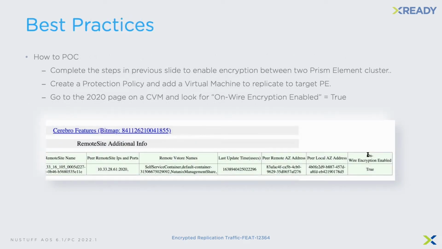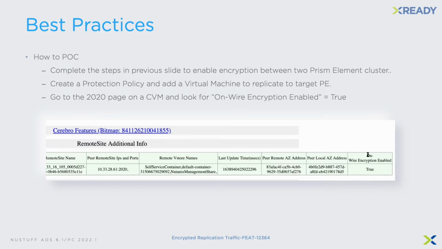As far as POCing the encryption feature, essentially what you'll do is complete the steps in the previous slides to enable encryption between a source and target Prism Element cluster. Then you'll create a protection policy with a schedule, and then add a virtual machine to that, which will start replication to the target Prism Element cluster.